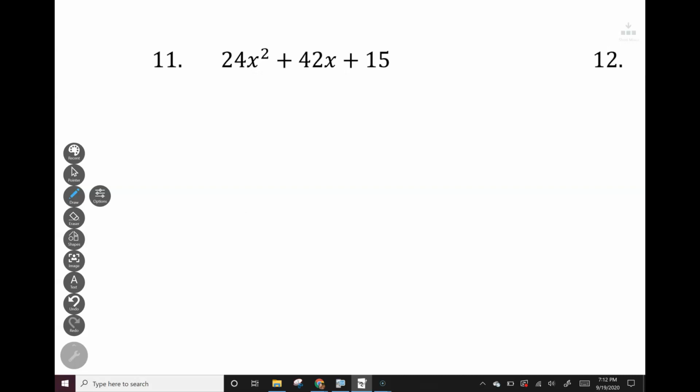Number 11. I feel like these three terms have a GCF because they're really big numbers, and I would never make up a problem that has such big numbers for you to factor. So looking for a GCF first, my factors of 15 are only 3 and 5, and these are not divisible by 5, but they are divisible by 3. So we're going to take out a 3. That'll make our problem a lot easier once we take the 3 out. Smaller numbers to work with. Always a good thing.